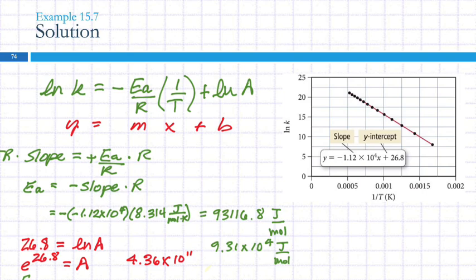What might the units on that be? Yeah, s to the negative 1 would be the logical choice because it's a frequency factor. It's how many approaches per unit time. Any questions?